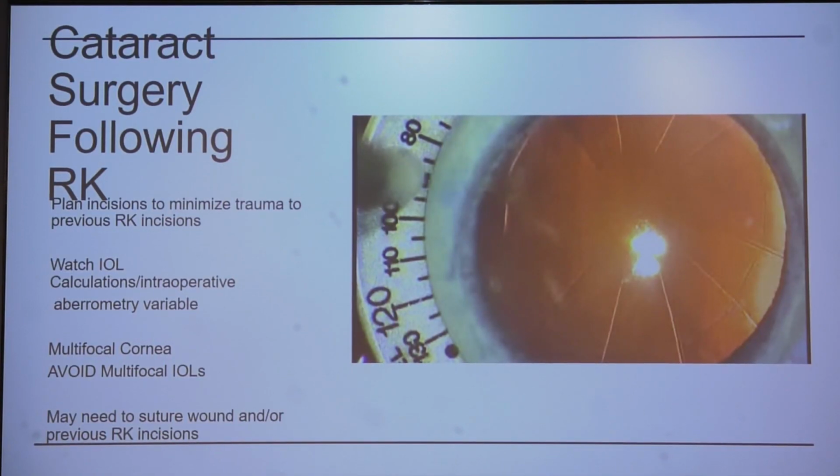Cataract surgery following RK, again, avoid the multifocal IOLs. You may need to suture the wound and/or the previous RK incisions. Sometimes you have to do a scleral incision, and sometimes the incisions start to flap up, and it's a little bit exciting.